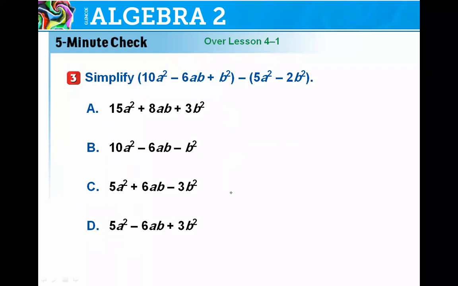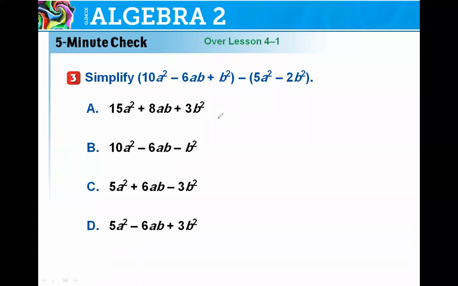Simplify these two expressions. We need to subtract these two expressions. I'm going to Faisal Saleh. Okay, Faisal, can you read the example, please? 10a squared minus 6ab plus b squared, minus 5a squared minus 2b squared. What shall we start with? How can we start in this problem, Saleh? I think we flip the sign.